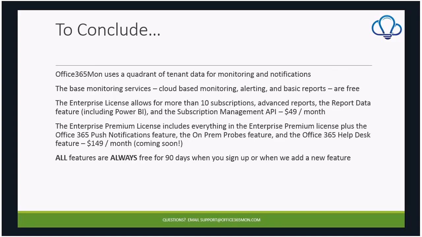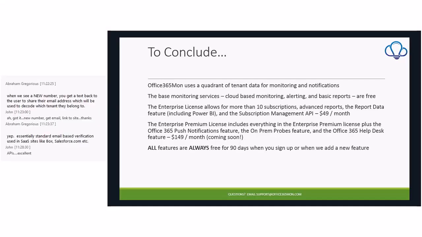So to conclude, we have this quadrant of tenant data for monitoring and notifications. We have our cloud-based probes. We have our on-prem companion. We have the Office 365 service integration. And then we have your users now as a source of information about outages. The base monitoring services are the cloud-based monitoring, the alerting, the basic reports, all of that are free.